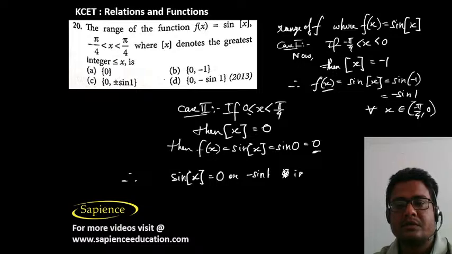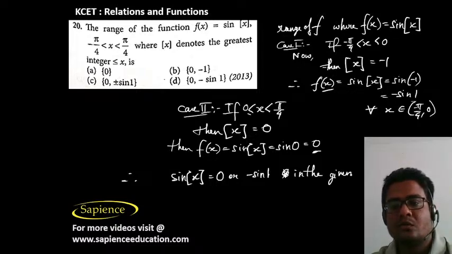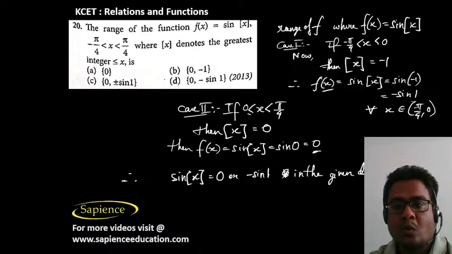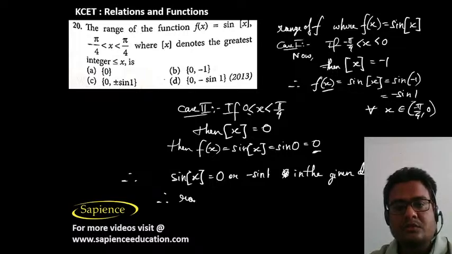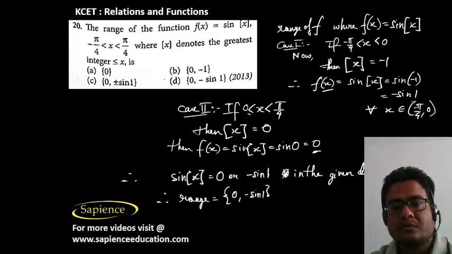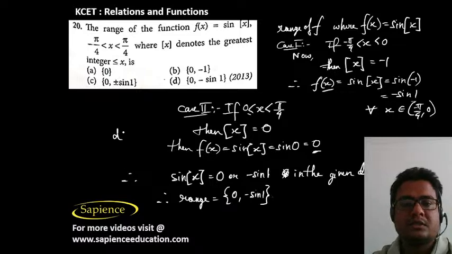This is the given interval of x, the given domain, we can say, the domain of the function f. So therefore the range of the function f is 0 or sine 1. Therefore option D is the correct answer.